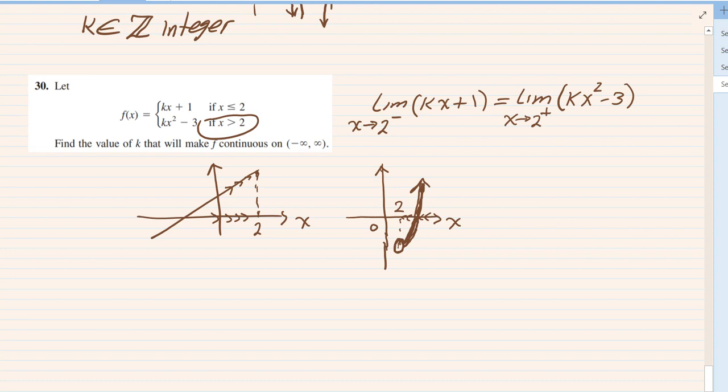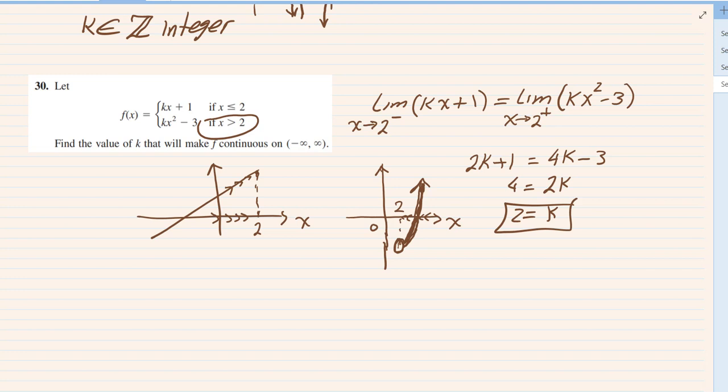Good, so all we've got to do is equate the limits. Now the limit of kx plus 1 as x approaches 2: you plug in 2 for x and you get 2k plus 1. Plug in a 2 for x in the parabola, 2 squared is 4, you get 4k minus 3. Then we can solve this for k: subtract 2k from both sides and add 3, we get 4, so k is 2. There you go, we found k. K is indeed a positive number, k is 2.